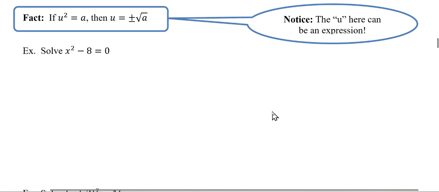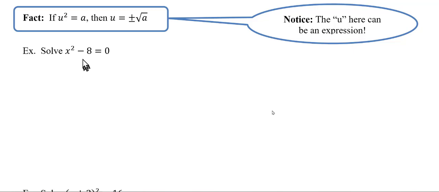Let's take a look how we use that in a quadratic equation. This equation that we have here is a quadratic equation, x squared we have, right? It is missing the x term. So what we can do, this is a little different than how we treat it when we factor. When we want to factor, we always want it set equal to 0, meaning you put it in that standard form. In this case, we're going to add the 8 over, and then we are going to use this property right here, because I do now have u squared equals a, where u is x and a is 8.